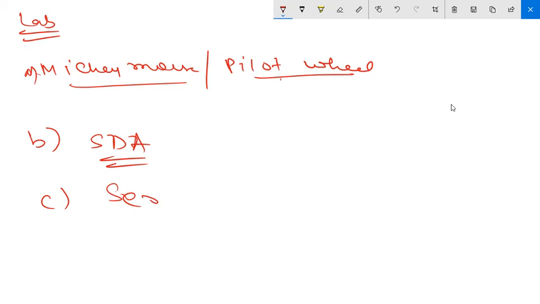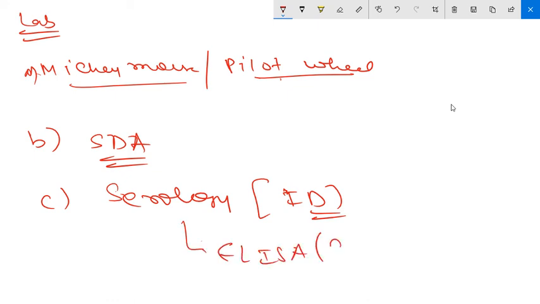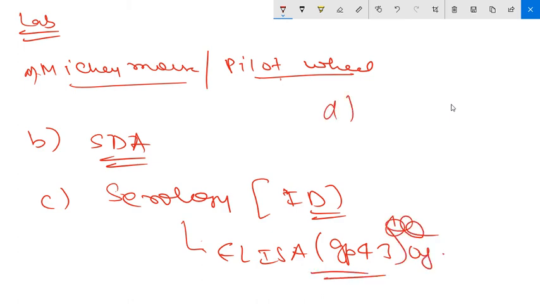Then you can also do serology. It can be done by immunodiffusion, and also ELISA using glycoprotein 43 antigen. Yes, glycoprotein 43 antigen. This is an important MCQ. And the last is the skin test, in which you do delayed hypersensitivity testing. Clear? And the treatment is itraconazole. Remember this, itraconazole is the treatment of choice for this.